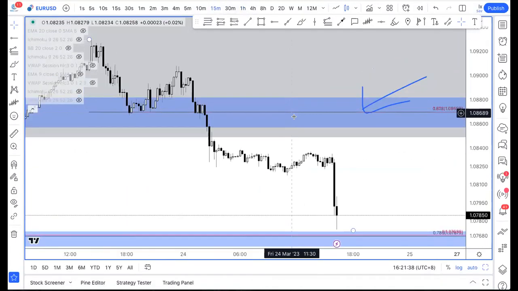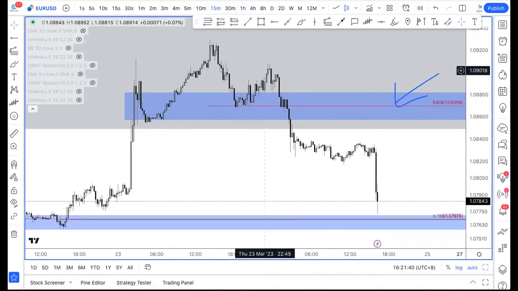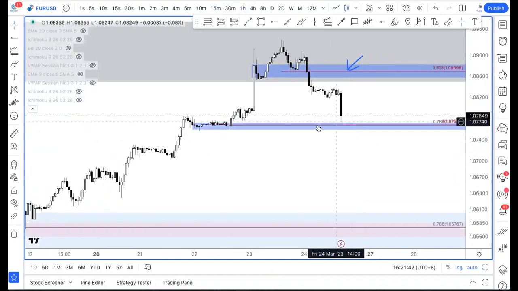If we're on the 15 minutes, pretty much the same thing. Right now you see that prices are approaching the support area. So if it comes into this zone, this is an area that we want to watch, especially to watch how price consolidates.